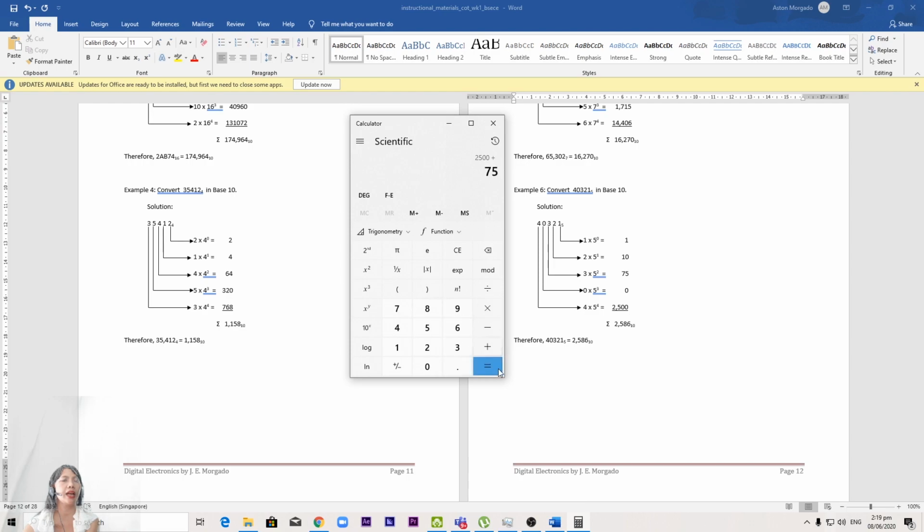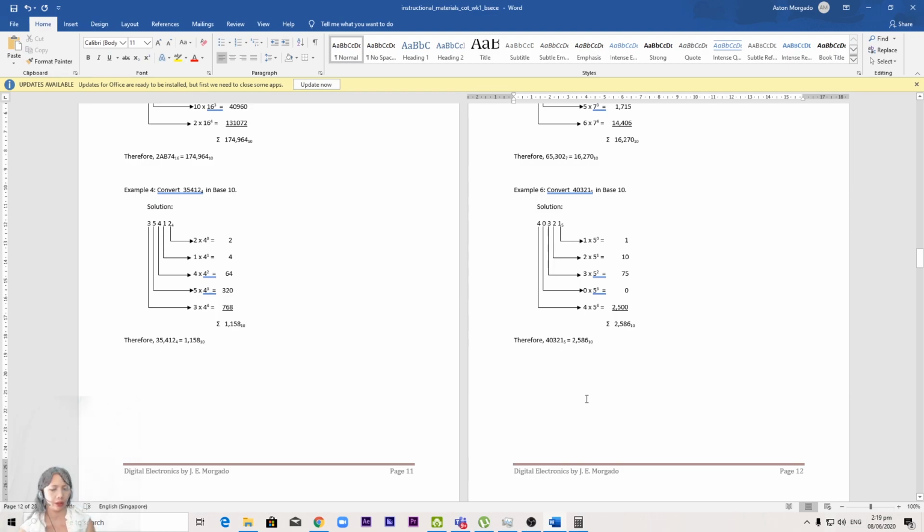Then you get the sum. So we have 2,586. Therefore 40,321 base 5 is actually equal to 2,586 base 10.